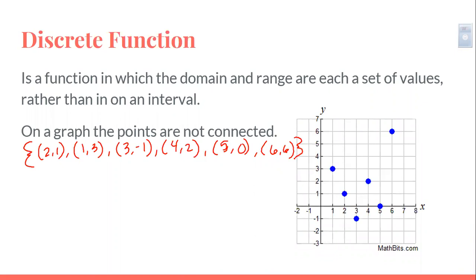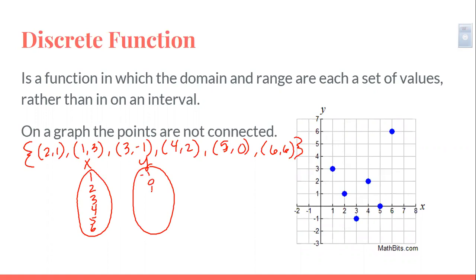I can also represent it as a mapping. In a mapping, I have my x's in one oval: 1, 2, 3, 4, 5, 6. I have my y's in the other oval: -1, 0, 1, 2, 3, and 6. So 1 goes to 3, 2 goes to 1, 3 goes to -1, 4 goes to 2, 5 goes to 0, and 6 goes to 6. Okay, so these are all three ways of representing the discrete data.